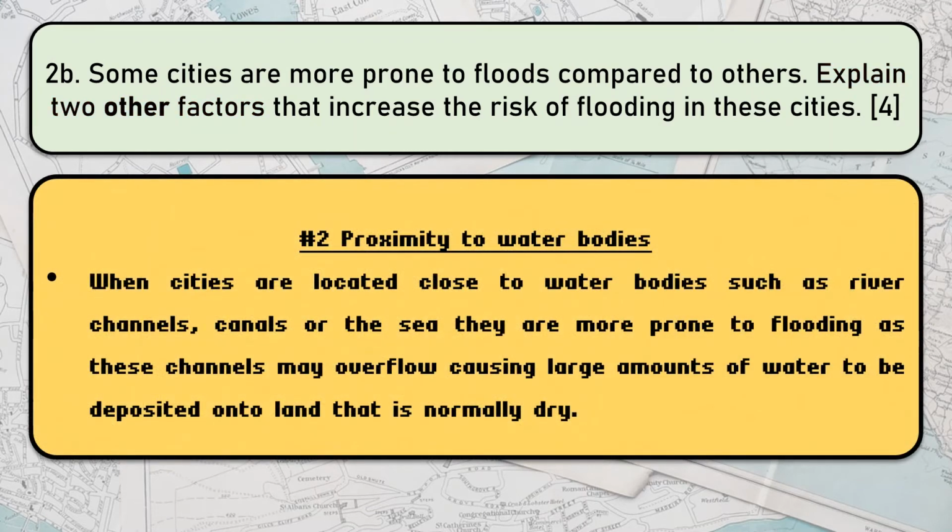Another acceptable answer is proximity to water bodies. So when cities are located close to water bodies such as river channels, canals, or the sea, they are more prone to flooding as these channels may overflow, causing large amounts of water to be deposited onto land that is normally dry. So it means that, for example, if you're living near a reservoir compared to you living in a desert, which area is more likely to flood? If you mention that the reservoir area is more likely to flood because you are near water, then you are absolutely right.